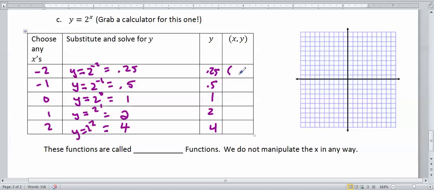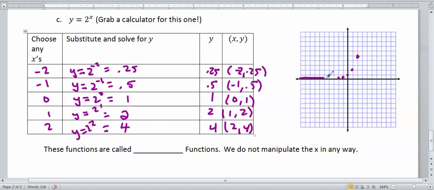All right, and my ordered pairs: -2, 0.25; -1, 0.5; 0, 1; 1, 2; and 2, 4. Okay, so plot these. -2, so back 2, up a quarter, so it's about right there. -1, up a half, about right here. I've got 0, up 1; 1, up 2; and then 2, up 4. So this is what we call an exponential function. It's going up faster and faster as we go.